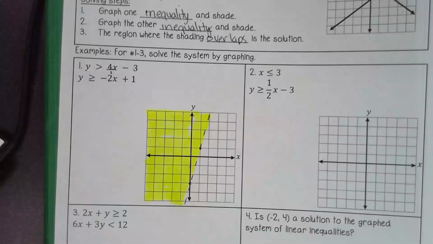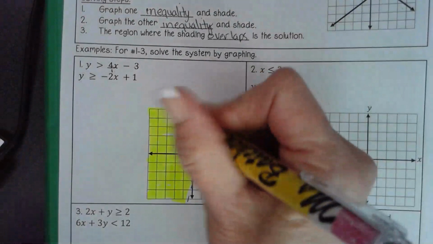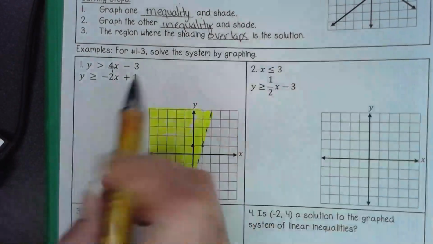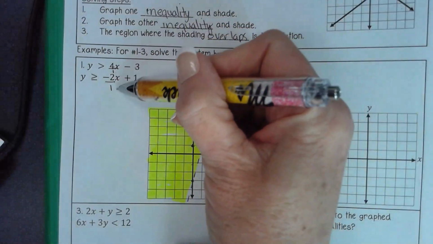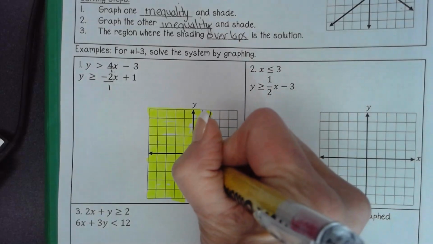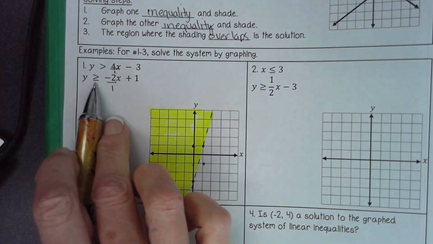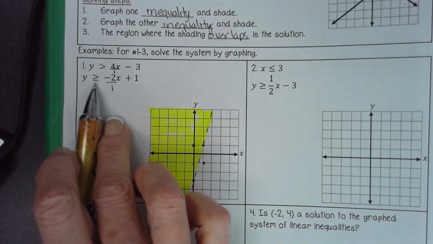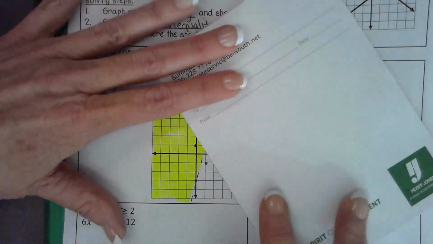All right. Let's do the other one. Y-intercept is 1. Slope is -2, so we're going to go down 2, right 1. Down 2, right 1. And it's greater than, and we have an equal to bar, so this is a solid line.